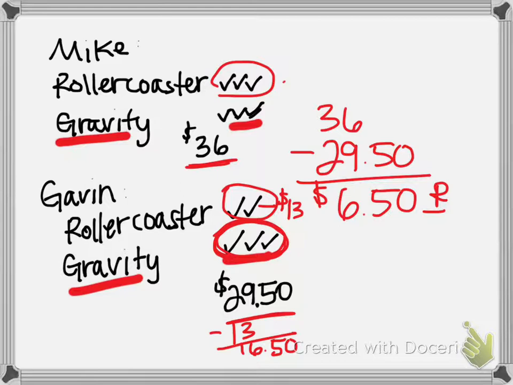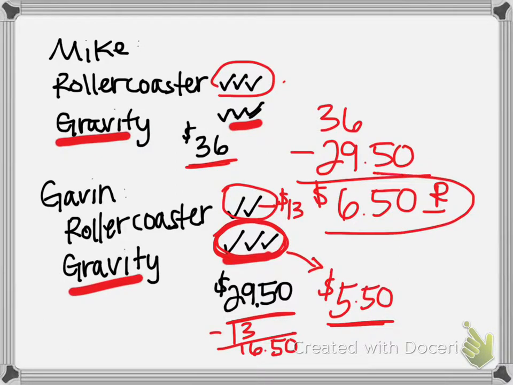5.50. Sorry, my math is a little bit off. So the $5.50 for each ride there. So $6.50 for the roller coaster and $5.50 for the Gravity Free Fall. And if we're not sure, we can always go back up into Mike's and see if that actually works for his. But see if you can do that on number 8.